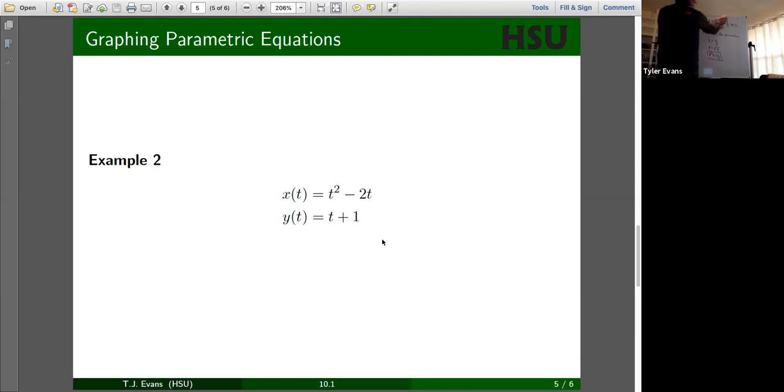I want to try to look at the graph. It's defined by those parametric equations. It looks like it says that x is equal to t squared minus 2t, y is equal to t plus 1. We're not told anything about t, so I'm going to write it on the whiteboard. When that's the case, we'll just assume it can be any real number. All right?